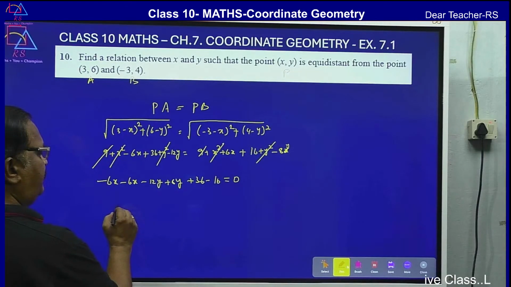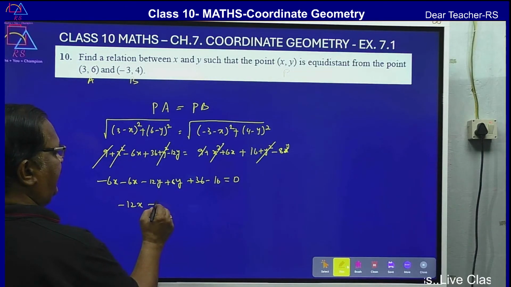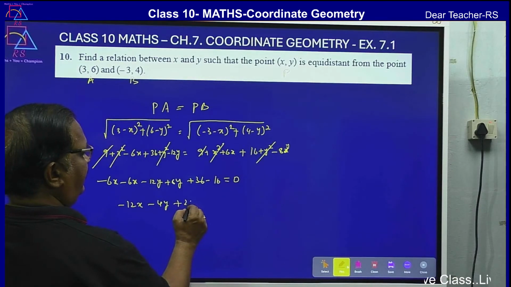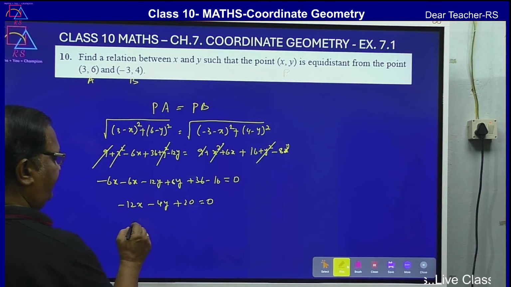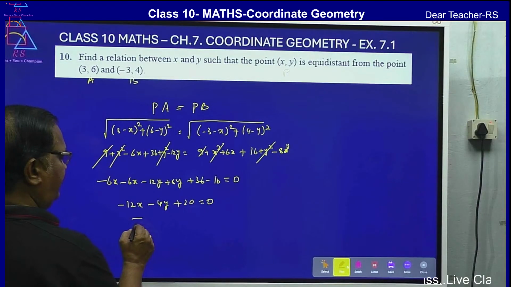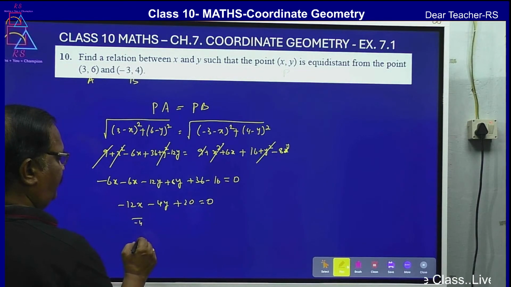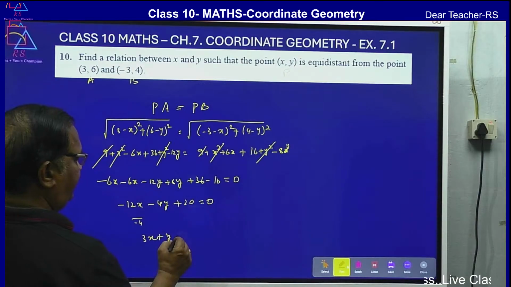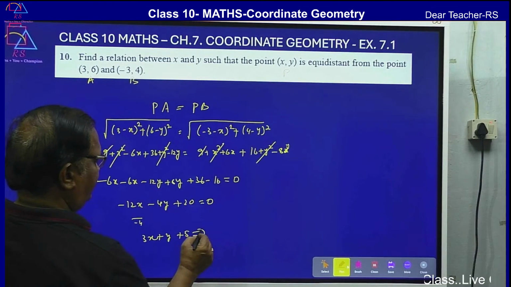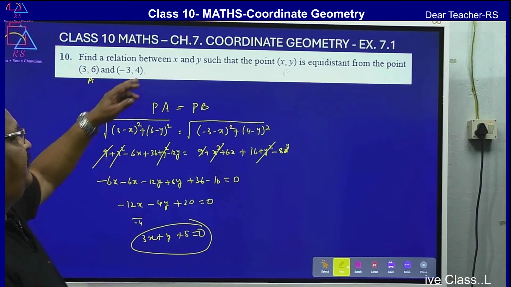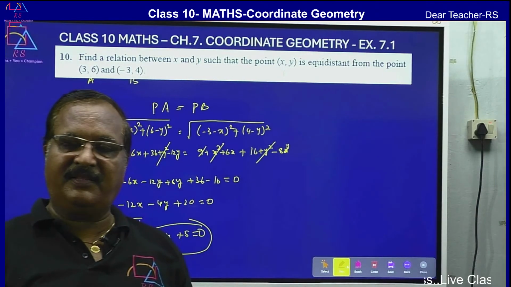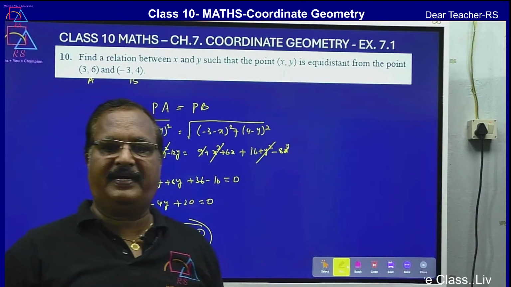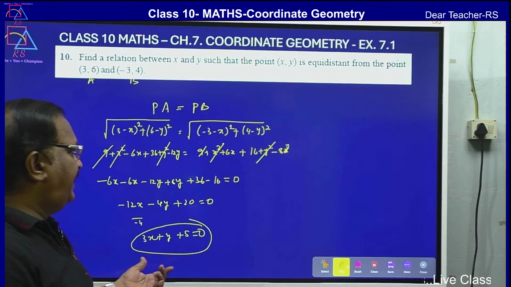So minus 12x minus 4y plus 20 is equal to 0. So dividing by minus 4, it is equal to 3x plus y plus 5 is equal to 0. This is the relation he asked. It could be wrong also because I did it very fast. So this is the final relation.